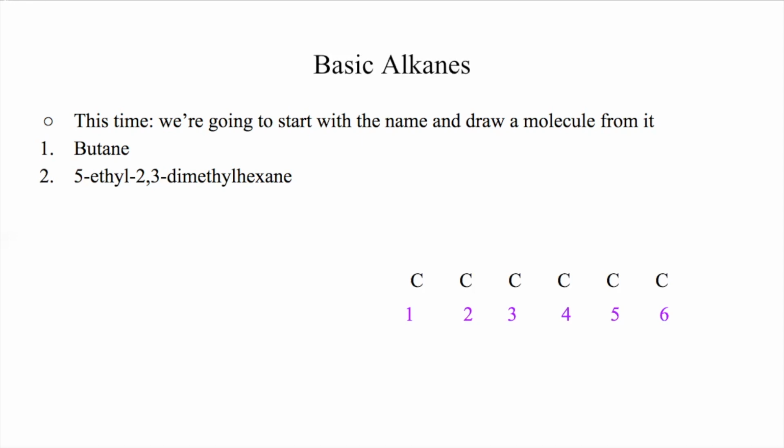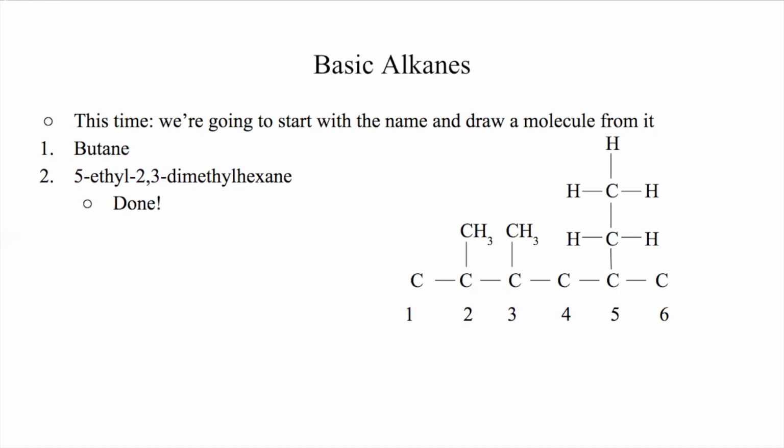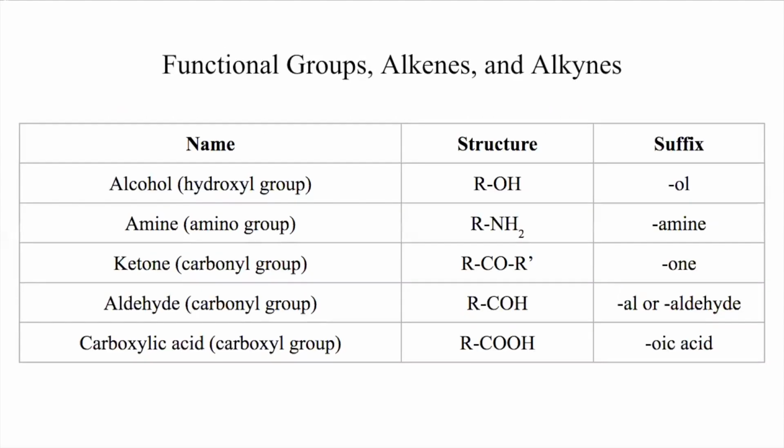Now, we just go through the name and add our substituents. 5-ethyl means that there will be an ethyl group, 2 carbons and their hydrogens, on the 5th carbon, here. 2,3-dimethyl means there will be 2 methyl groups, one on the 2nd carbon, here, and the other on the 3rd carbon, here. And we're done. Great! We've clearly mastered basic alkanes, with no functional groups. Now, let's see if we can tackle functional groups, alkenes, and alkynes.